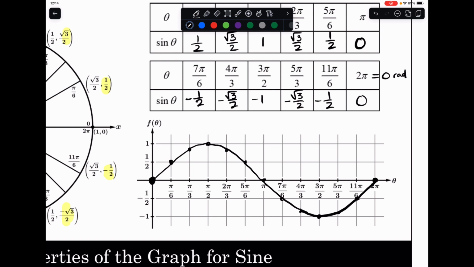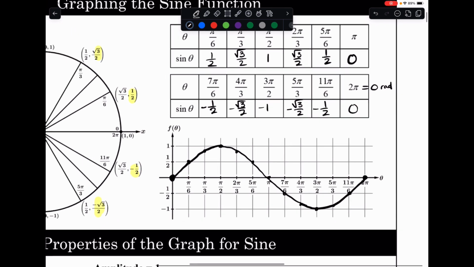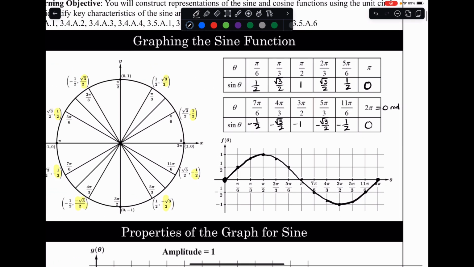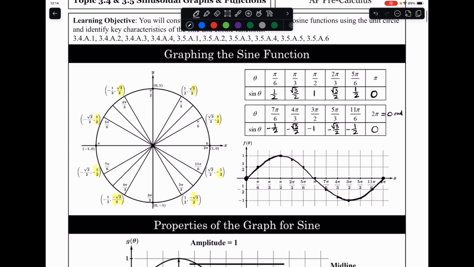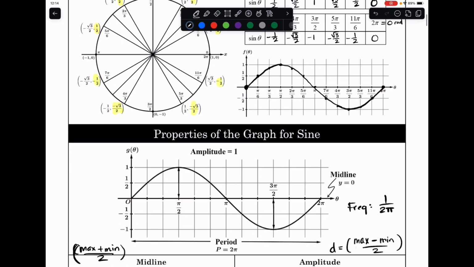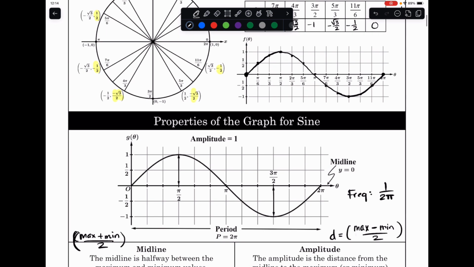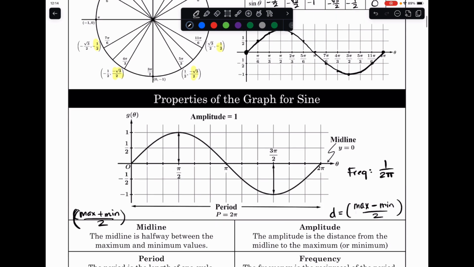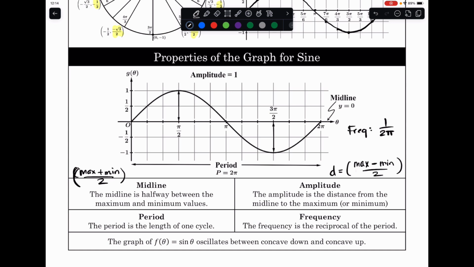Now tomorrow we'll be focusing on how to translate this along with the cosine function, and we'll discuss those types of representations again tomorrow. Now, what are the properties of these sine functions? Well, the key properties of sine functions are the amplitude, the midline, the period, and the frequency. Let's first discuss how we get the midline of a sine function.